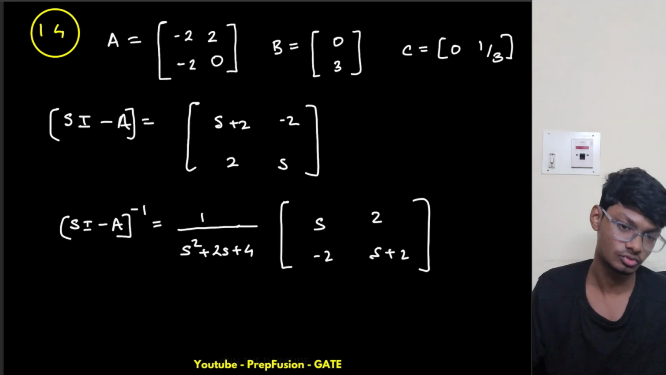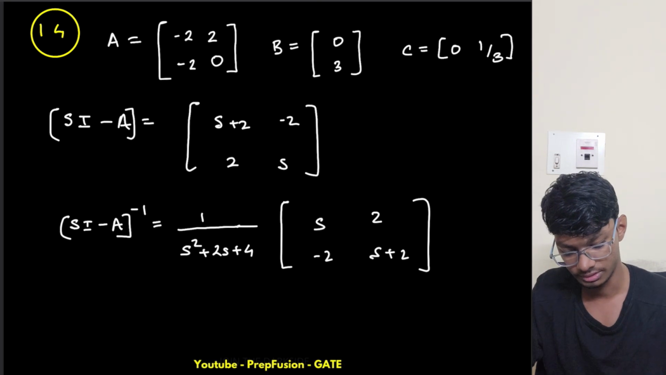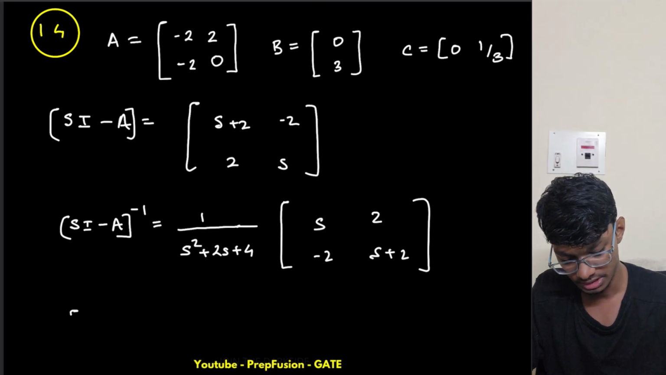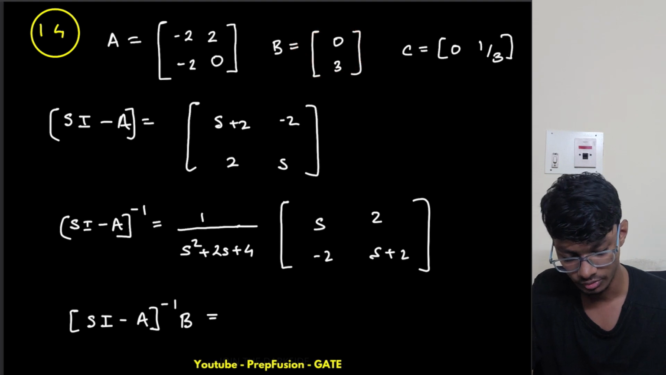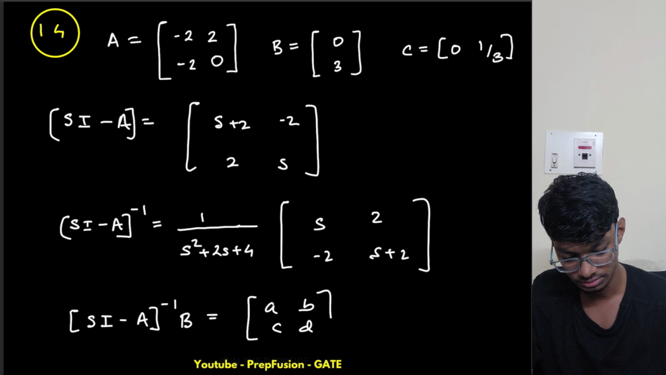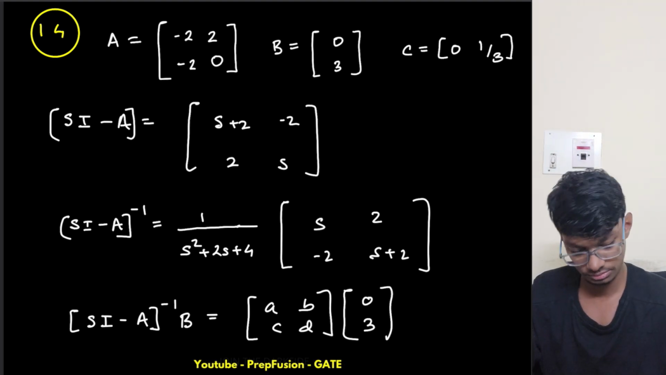Okay, s square plus 2s plus 4. Now again, we'll do that one, right? That is sI minus A inverse times B. This time, what is my B? B is 0 comma 3. So again I will do A B C D. I will not write everything, I'll just save time. A B C D, and this is 0 comma 3.